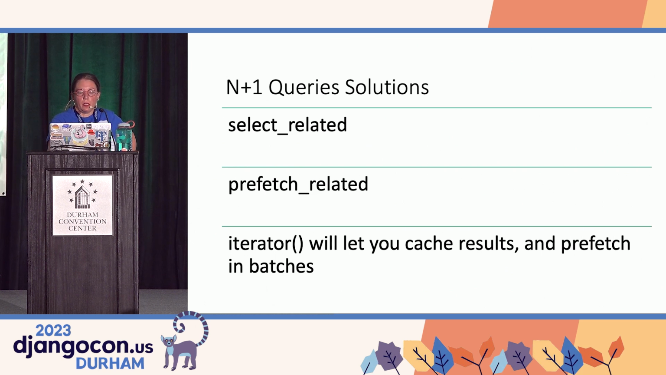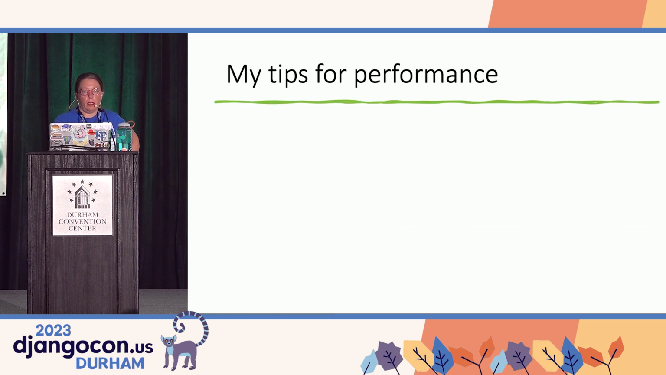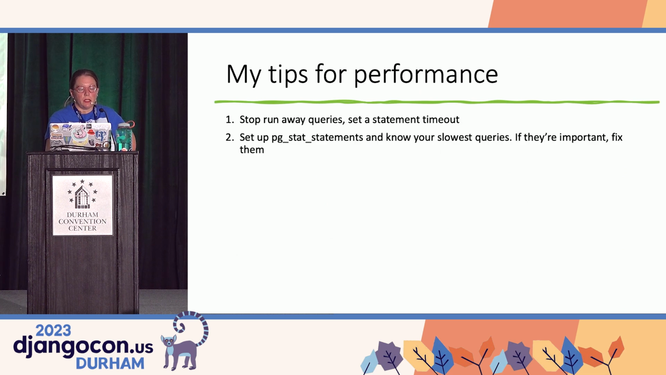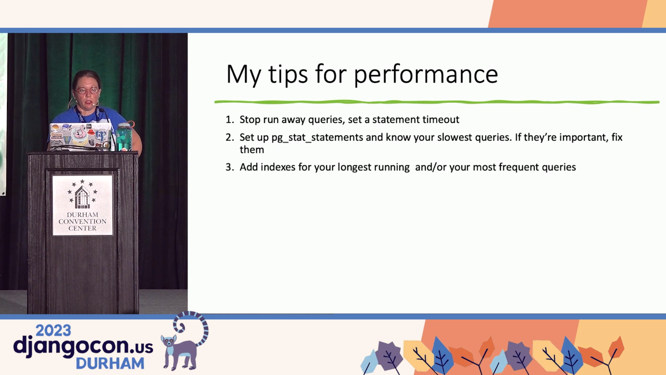Okay, so I'm going to leave you with my final tips for Postgres performance. Stop runaway queries and set a statement timeout, especially for things that shouldn't have long running queries. Set up pg_stat_statements and know what your slowest queries are. And if they're important, try to fix them or add indexes or do things to make them faster. Add indexes for your most frequent queries.